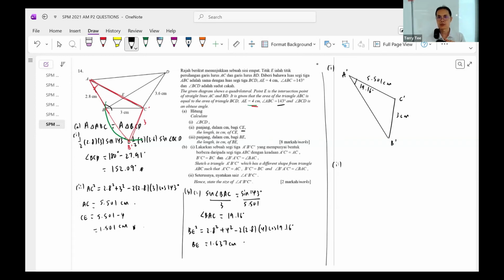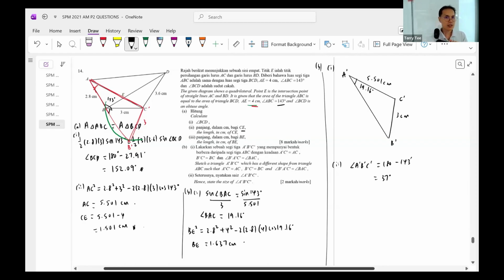Okay, but also the question says you're supposed to state the size of ABC. Now we know originally this is 143. Guys, this is 143, right? So the angle next to this is what? How to calculate this angle? 180 minus 143. So 180 minus 143, that would be 37. So this is 37. If this is 37, this also 37. So they are both 37, right? So that's why this angle is 37. That's it.